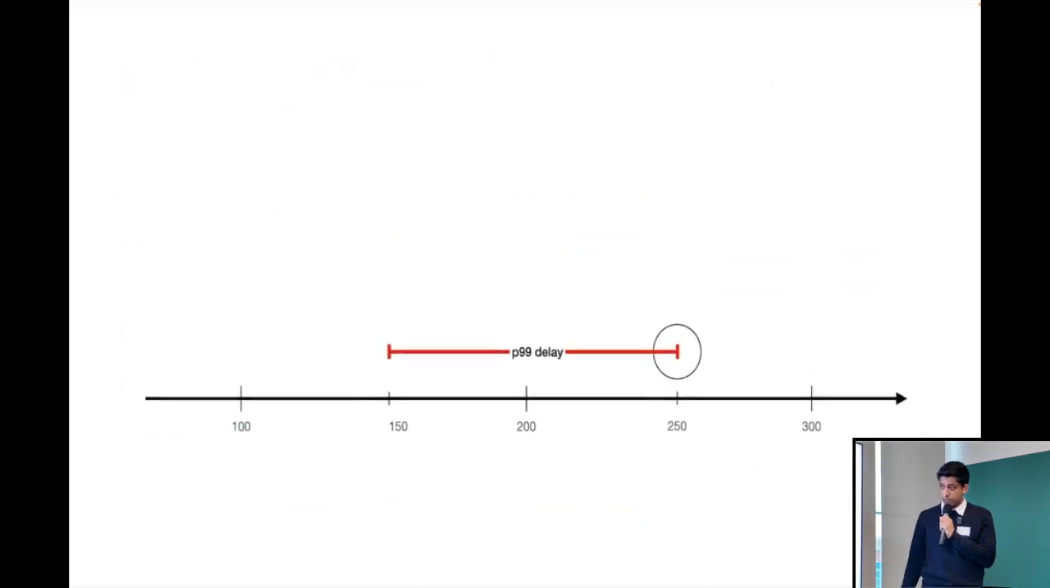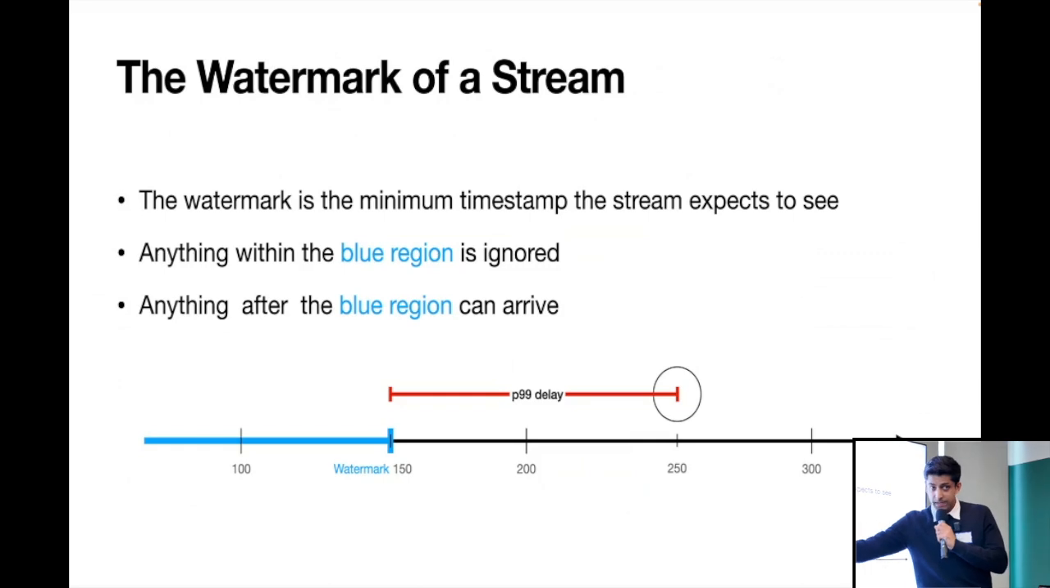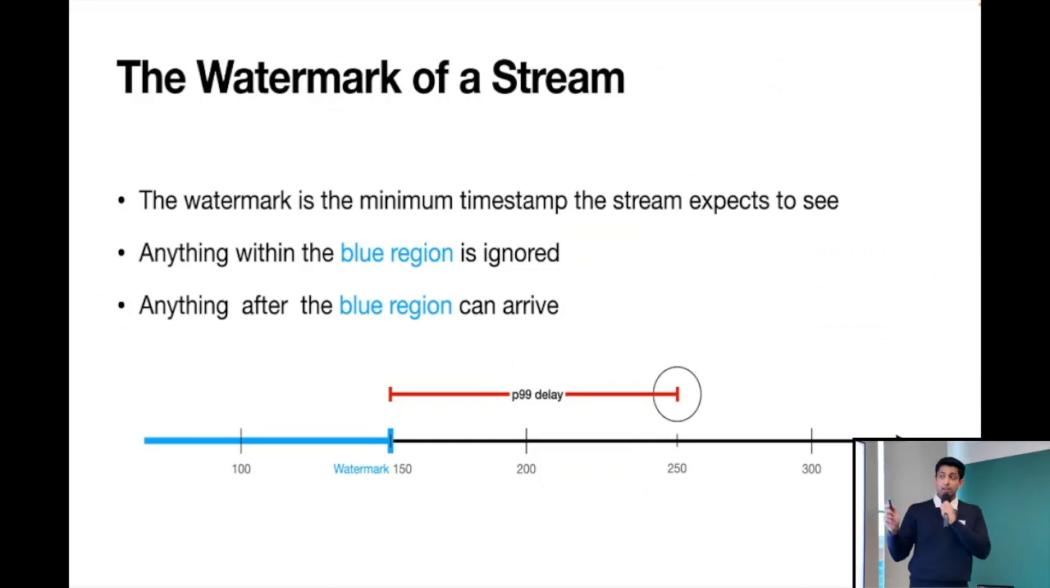And so that has a special name. It's called the watermark. And so the watermark is a timestamp, and it tells us that anything with an event time or timestamp on the record less than the watermark must have already arrived. And so anything within the blue region is now ignored, and anything after the blue region can still arrive.